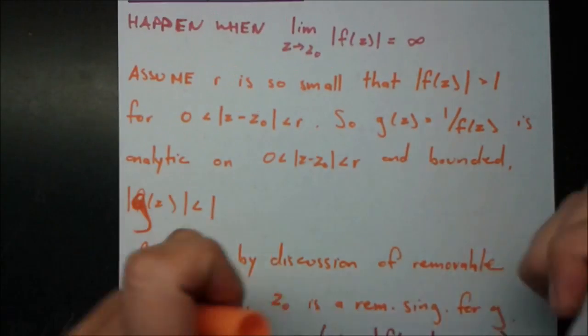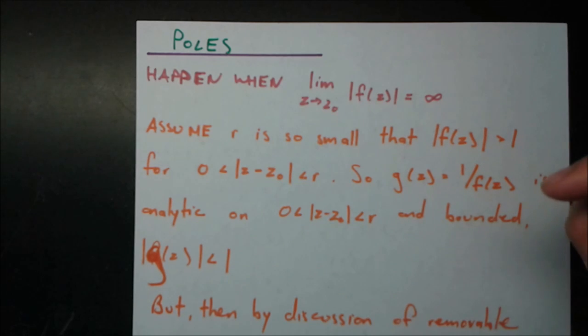So the next type of isolated singularity we'll talk about is something that's going to be more important to us, called poles.